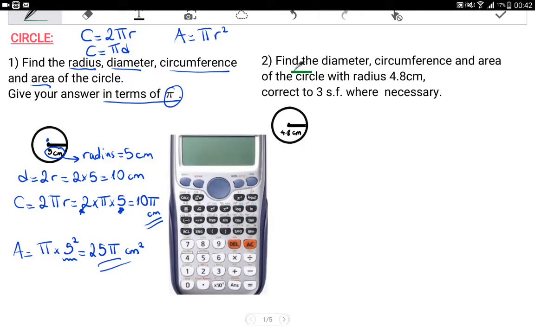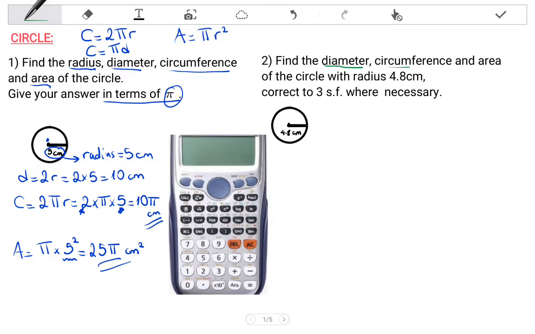Question 2. Find the diameter, circumference, and area of the circle with radius 4.8 centimeters. Correct to 3 significant figures where necessary. We have a circle of radius 4.8 centimeters. We can get diameter by multiplying 4.8 by 2, because diameter is twice the radius. So 2 times 4.8 gives us the value of diameter, which is 9.6 centimeters.